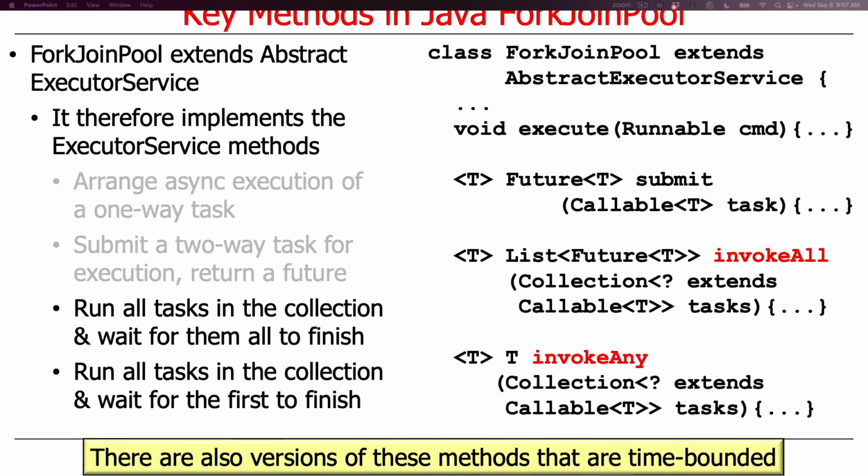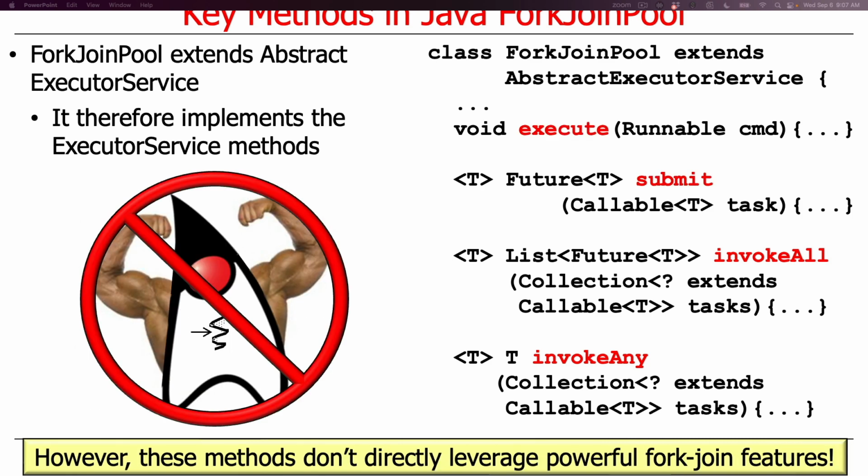There are also versions of these methods, invoke all and invoke any, that take timers, so you don't have to wait indefinitely. We are not going to talk really much at all about these methods because they don't leverage the more powerful ForkJoinPool features. So we're going to focus on the powerful stuff, but I want you to be aware that this stuff does exist.